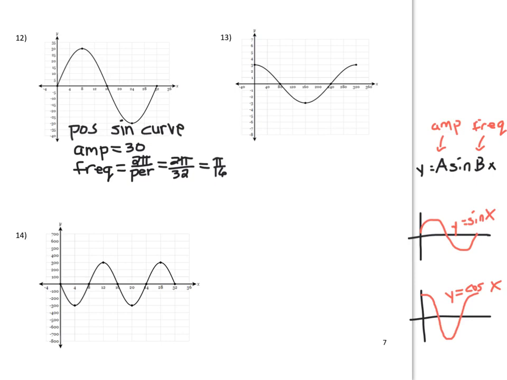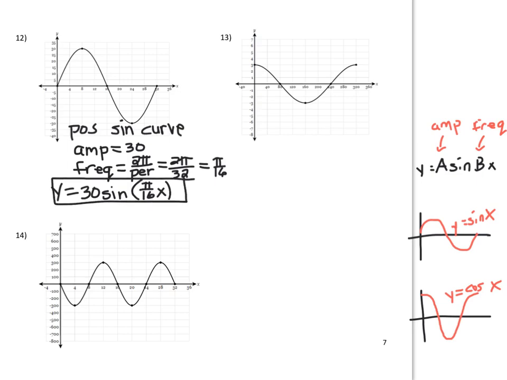Okay, so all we're going to do then is take this amplitude and substitute it into our equation in front of the word sine, and take this frequency and substitute it into our equation in front of the x. So we could rewrite this as y equals, don't forget that, it has to be an equation, y equals positive 30, and again, it's a sine curve, and then we're going to put the frequency, which is pi over 16, in front of the x. I'm going to put that in parentheses. You don't have to, though. And this is our equation.